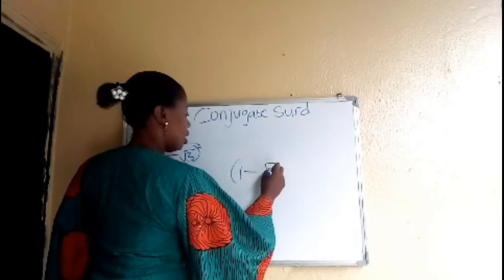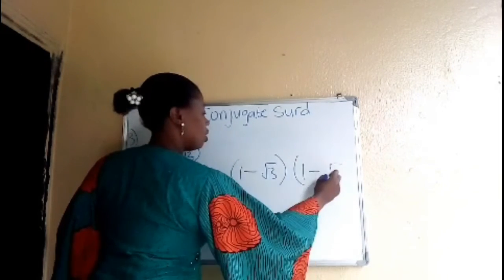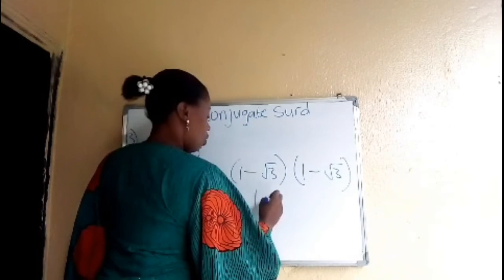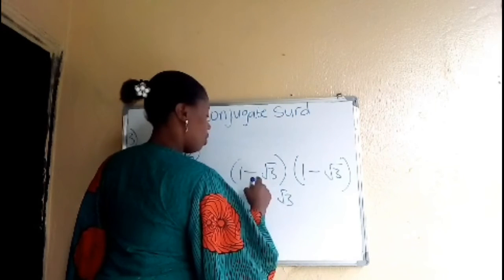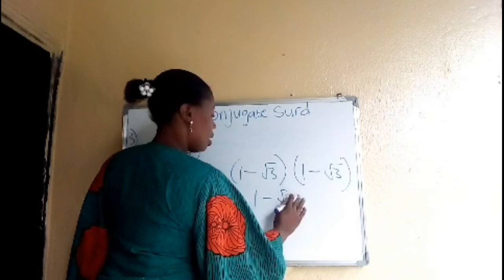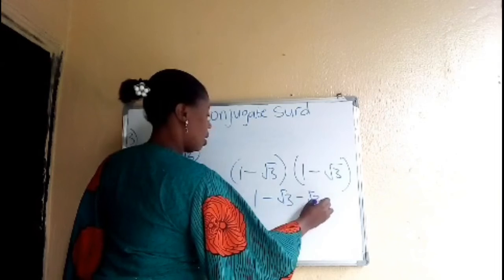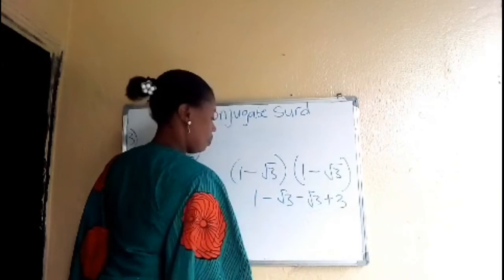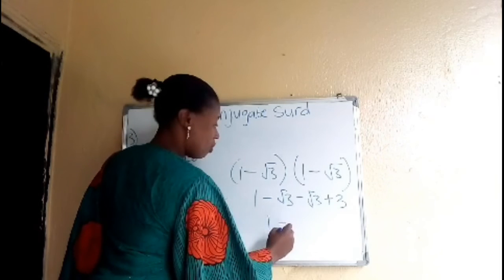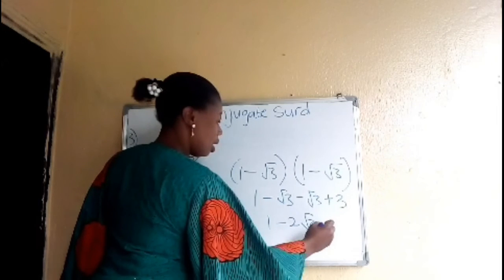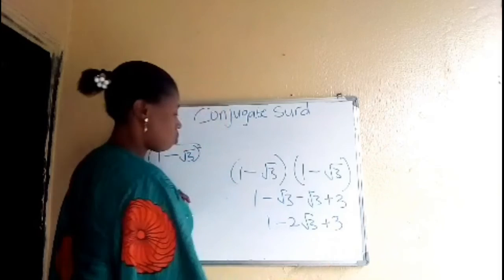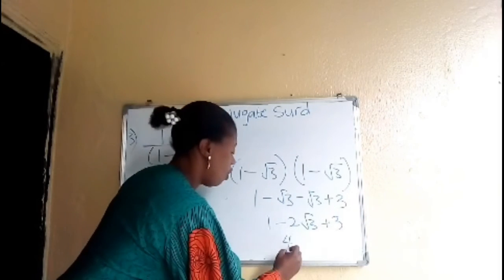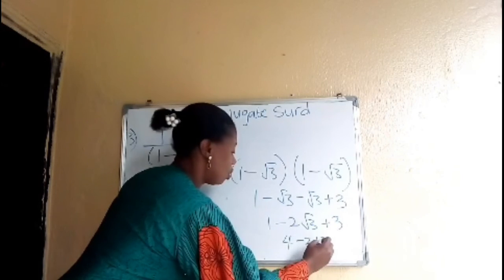1 minus root 3 bracket 1 minus root 3. 1 times 1 is 1. 1 times minus root 3 is minus root 3. Minus root 3 times 1 is minus root 3. And then this times this is plus 3. So we have 1 minus 2 root 3 plus 3. So 1 plus 3. We have 4 minus 2 root 3.